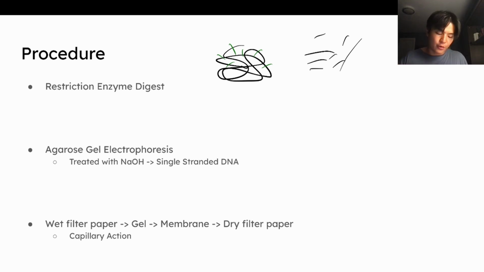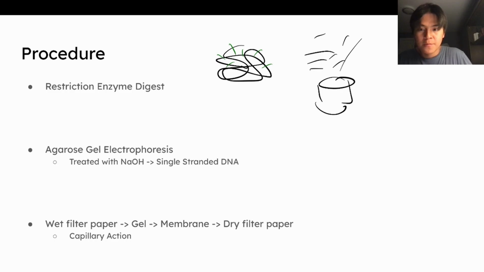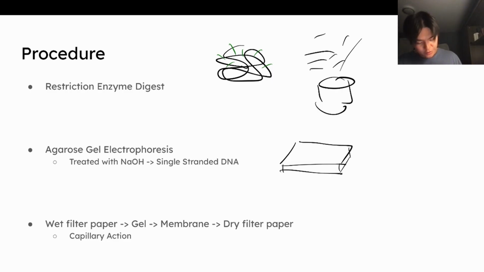Now, what we do with all of these, let's say we put it into a little vial, is we run it with agarose gel electrophoresis, and then we also treat it with NaOH, sodium hydroxide. And this will basically just pull apart this DNA to make it single-stranded. If you're unfamiliar with agarose gel electrophoresis, watch my video on electrophoresis. Basically, this separates the DNA based on size, so we have varying sizes here, right?